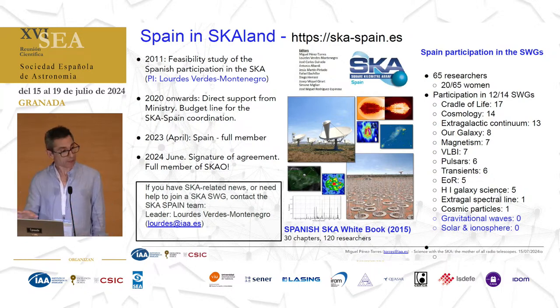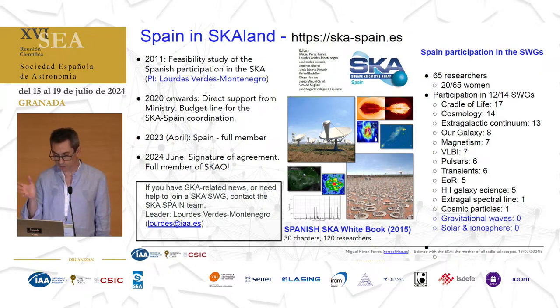More than 30 chapters and more than 120 researchers from Spanish institutions contributed. Currently, we are 65 people in the SKA science working groups. 20 of them are women, so a bit less than a third. But again, I think we encourage the participation of women and equality, as SKA also has this gender balance. You see that we participate in 12 out of the 14 existing working groups.